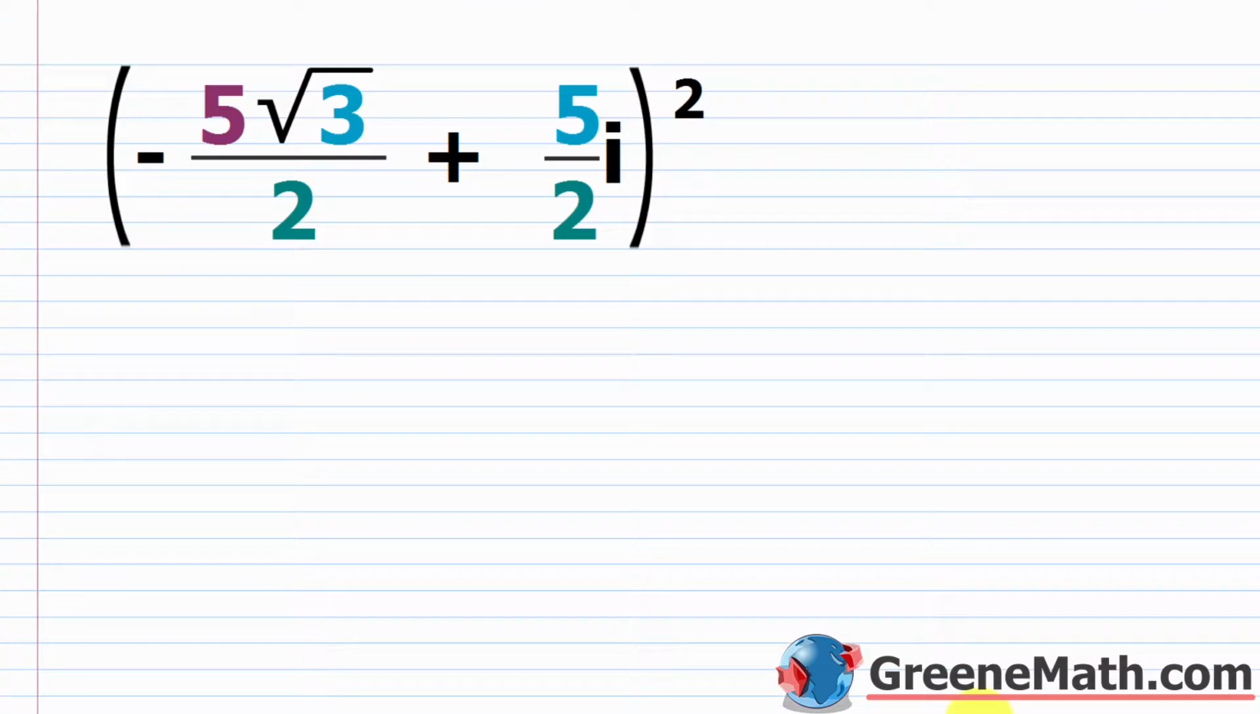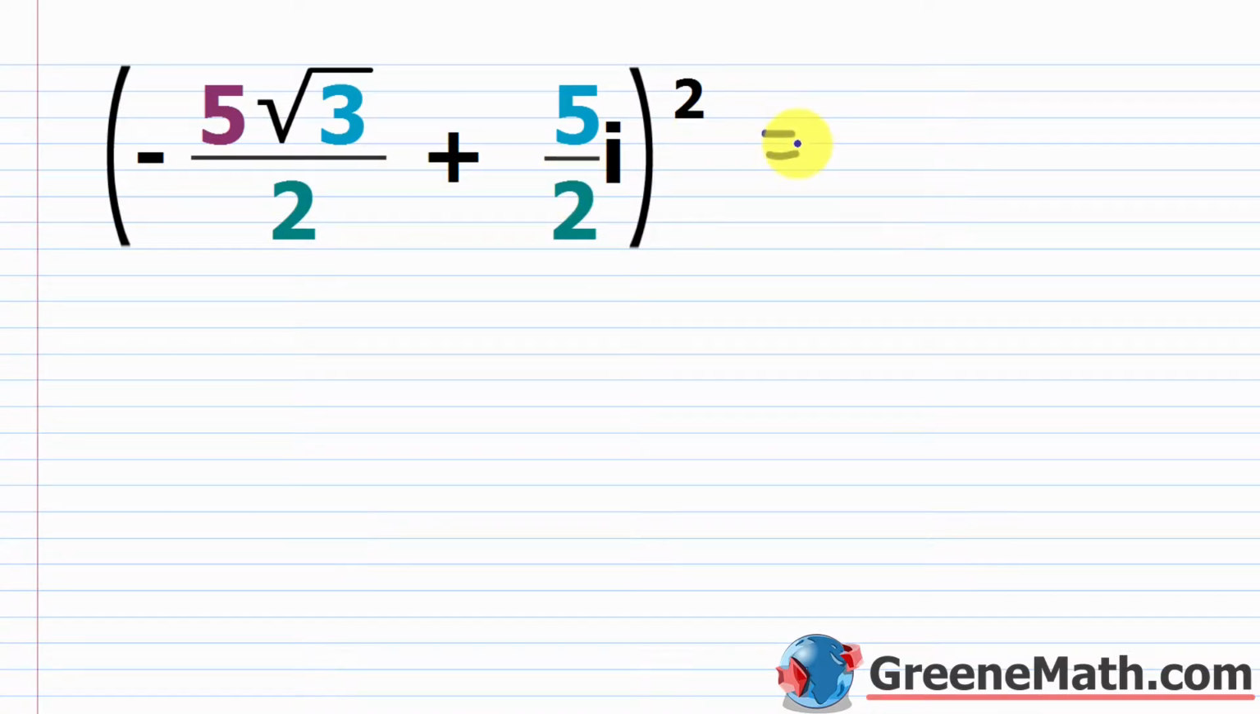All right, let's jump in and look at an example. So we're going to start with something very, very easy. So we have the negative of 5 times square root of 3 over 2 plus 5 halves i, and this whole thing is being squared. Now, obviously this is in rectangular form, and since this is just being squared, you could expand this and just perform the operation that way. But what we're going to do is use our little theorem. So we're going to first write this in polar form, then we'll use the theorem, okay?